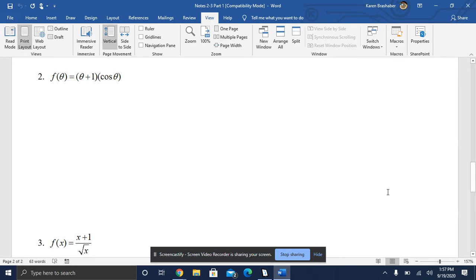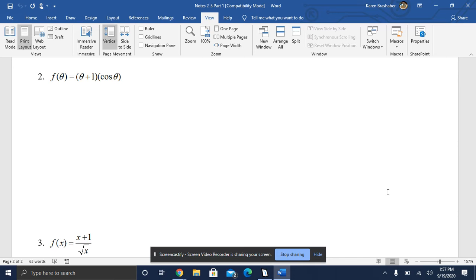So you have f of theta. Don't let the theta be something that's intimidating. That's just like saying f of x. Even if I were to distribute cosine of theta, I would have a term that says theta cosine theta. And that's a product. So I cannot get rid of this product by simply multiplying things out. So I must do the product rule.